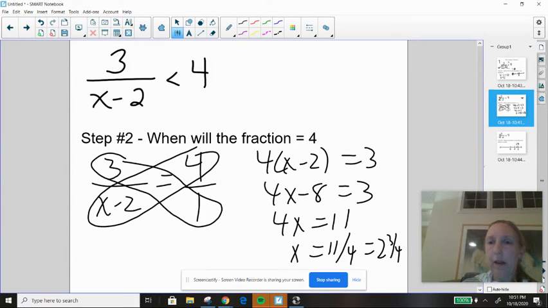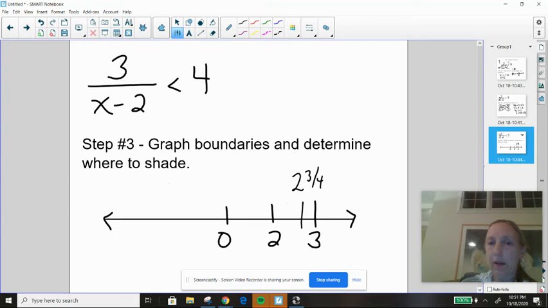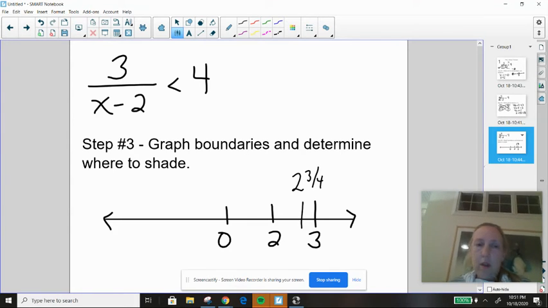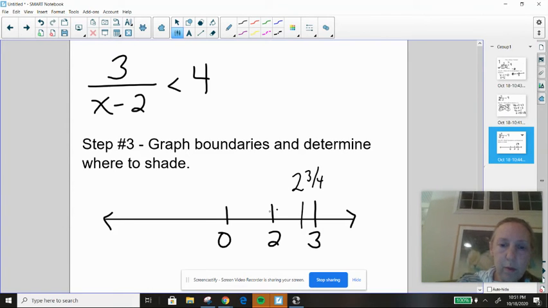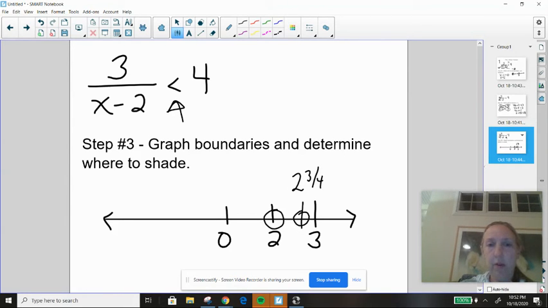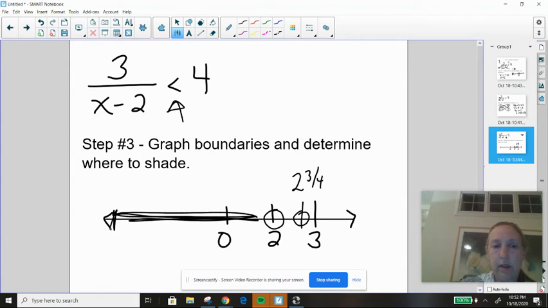So now I have these two boundary points. I'm going to plot them on a number line. And so my two answers were 2 and 11/4, which is the same as 2 3/4. Why are these open circles, not closed circles? Because this inequality is less than, it doesn't have an equal sign as part of it. Now we said if we went below 2, like let's try 1, let's try 0, the fraction's negative, and we know that everything that's negative is going to be less than 4.